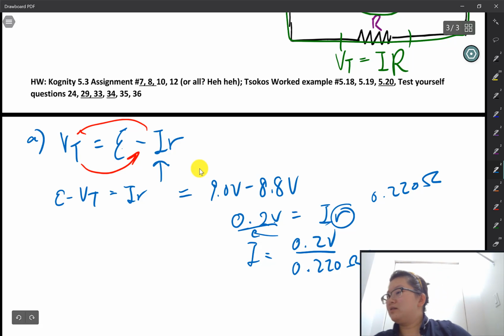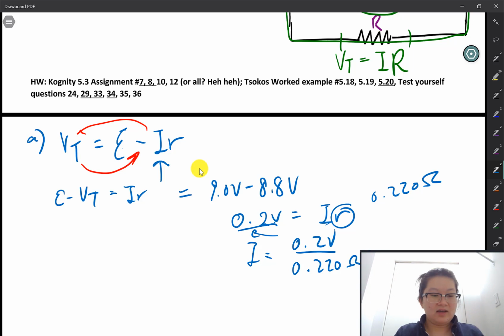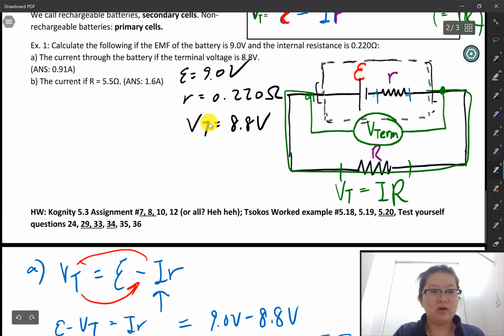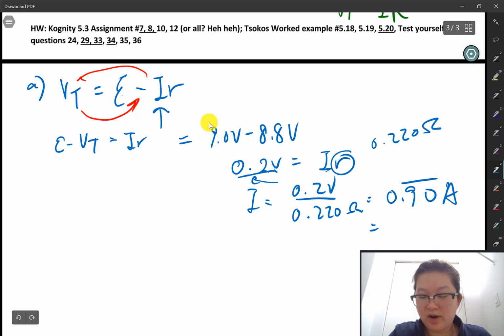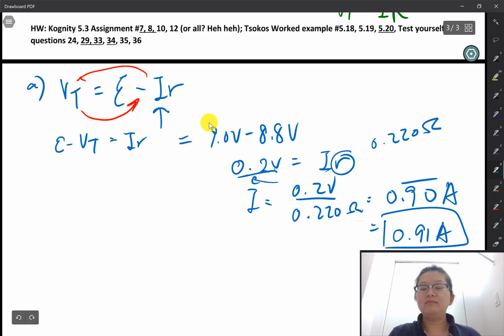This is going to give us I equals 0.909, and this is repeating. Or if we just round to two significant figures, this will just be 0.91 amps. Okay, there you go. That's the first question. On to question 2b.